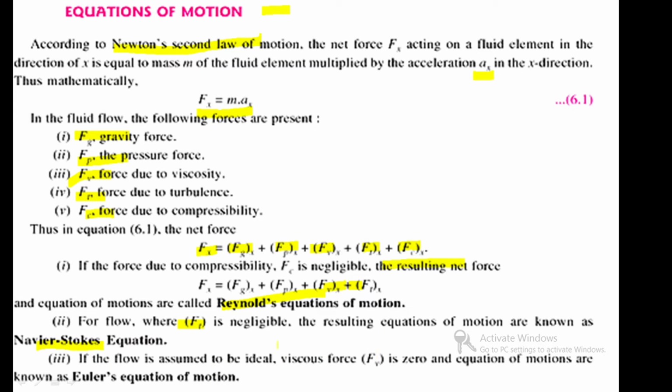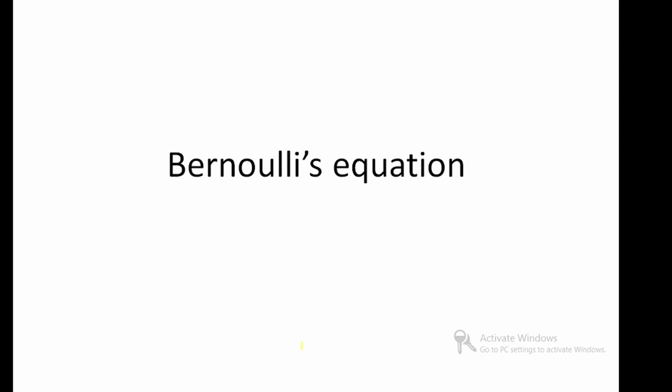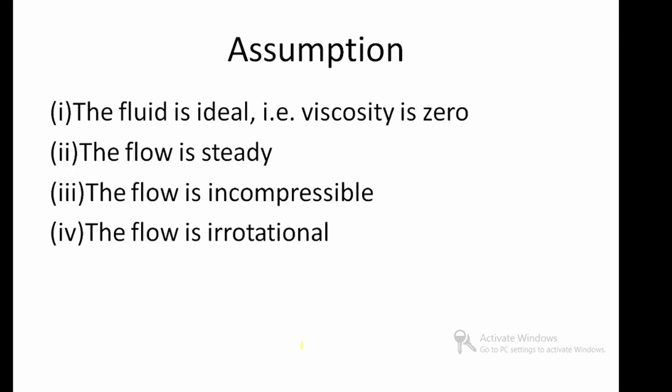Okay, next we go for Bernoulli's equation. Bernoulli's equation is derived from Euler's equation. Here four assumptions are made for Bernoulli's equation. What are the assumptions? First, the fluid is ideal, that is, viscosity equals zero. The flow is steady, the flow is incompressible, and the flow is irrotational. These are the four assumptions taken for the Bernoulli's equation derivation. First we have to derive Euler's equation, and then from Euler's equation we go for Bernoulli's equation, right? This is Bernoulli's equation.